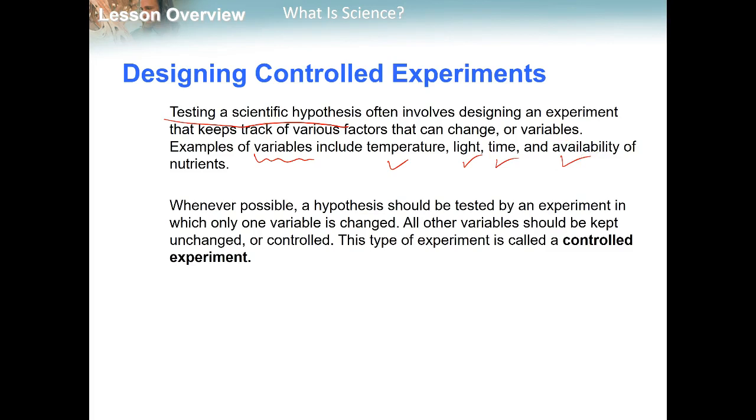So we're going to control some of those variables so that limits us to only one variable that we're testing at a time. And that's key. You only want to test one variable at a time. One test, one variable. We don't want to have multiple variables because then we're not going to know which variable is causing the change.